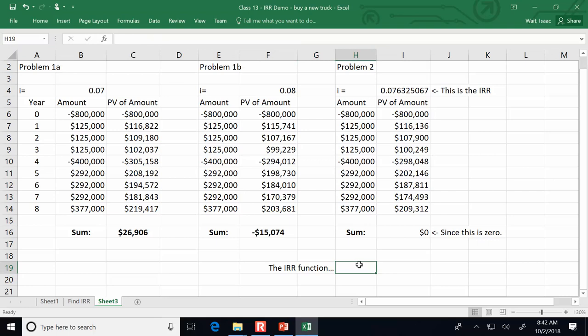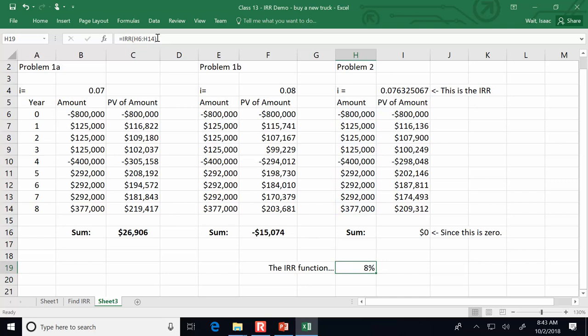Remember, functions begin with an equals: equals IRR, and then as soon as you put the parentheses, it'll give you a hint. It's looking for the values. And in brackets, that's something that's optional. So optionally, we could give it a guess so that it calculates a little faster, but we don't have to. All you have to do is just highlight the amounts, the original amounts, not the converted amounts. Close parentheses, enter.